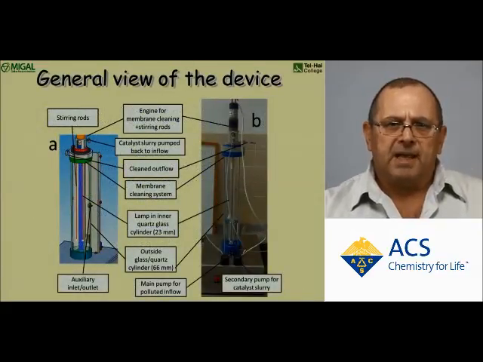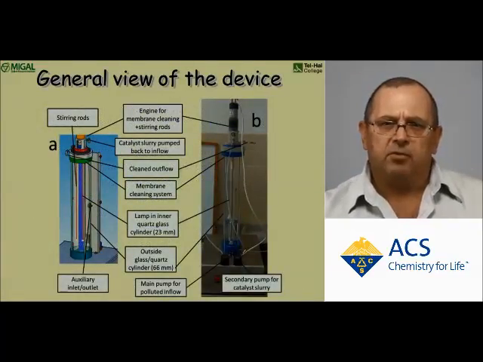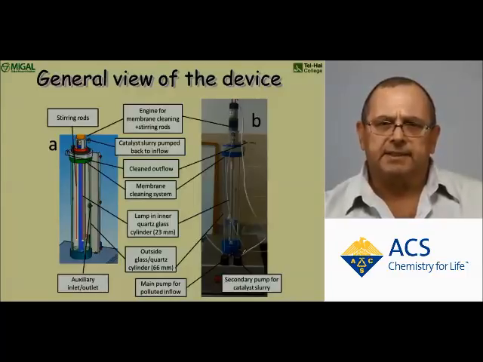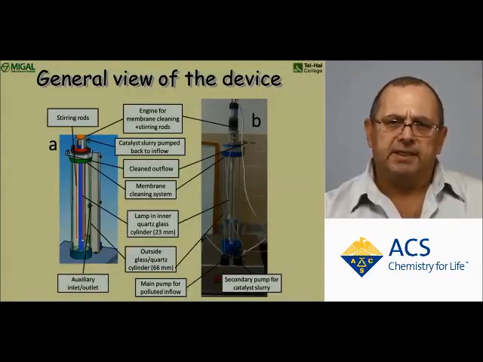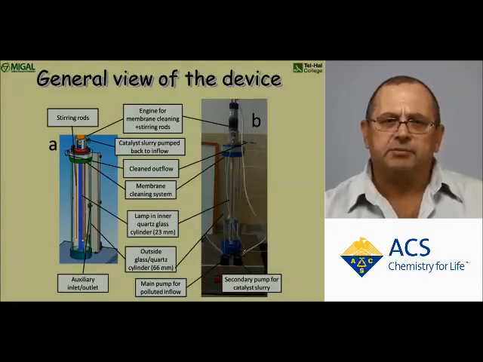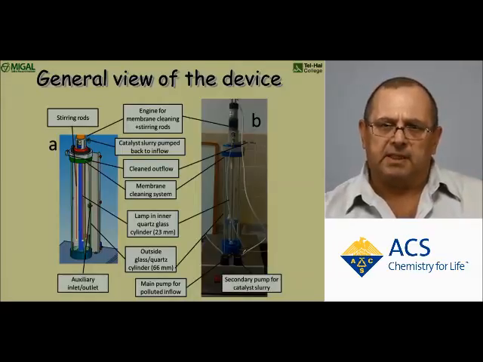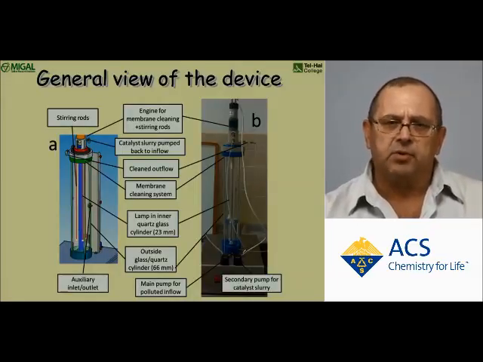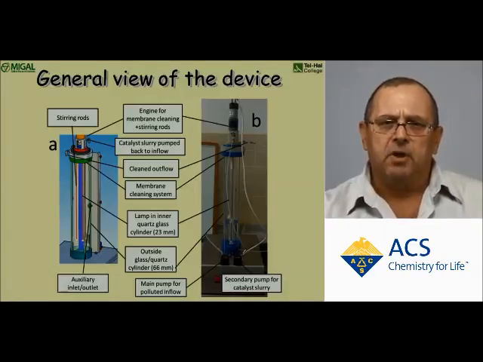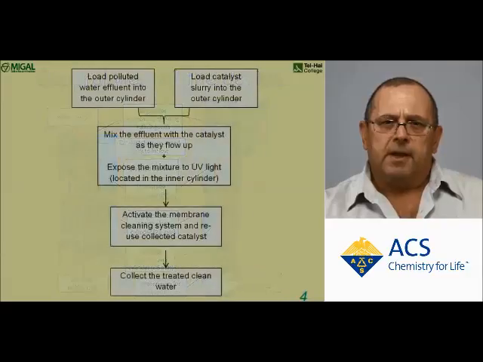So we planned a device that is made of two concentric cylinders. In the interior cylinder, we have a UV lamp, and between the inner cylinder and the outer cylinder, you have the flow of the effluent mixed with the catalyst. At the top of the device, we have a filter that prevents the catalyst from going out of the reaction chamber, and it's recycled back to the bottom of the chamber.